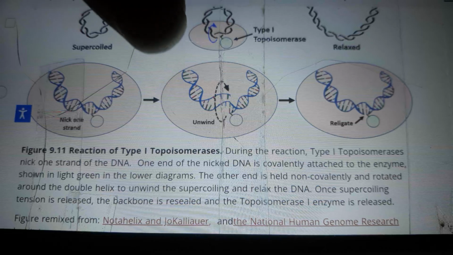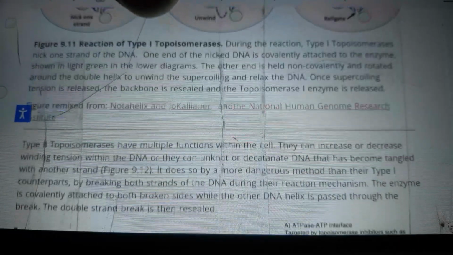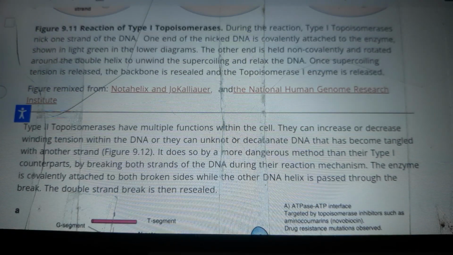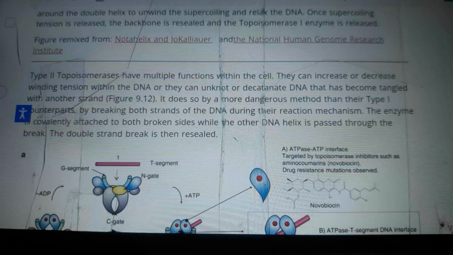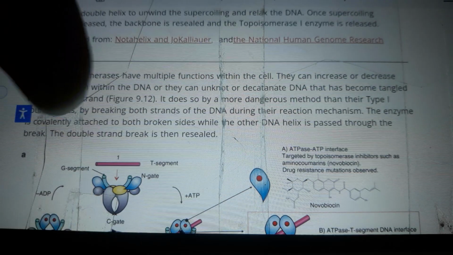Note these diagrams, and let me read that explanation for you. Reaction of type 1 topoisomerases. During the reaction, type 1 topoisomerases nick one strand of the DNA. One end of the nicked DNA is covalently attached to the enzyme, shown in light green in the lower diagrams. The other end is held non-covalently and rotated around the double helix to unwind the supercoiling and relax the DNA. Once supercoiling tension is released, the backbone is resealed and the topoisomerase 1 enzyme is released.